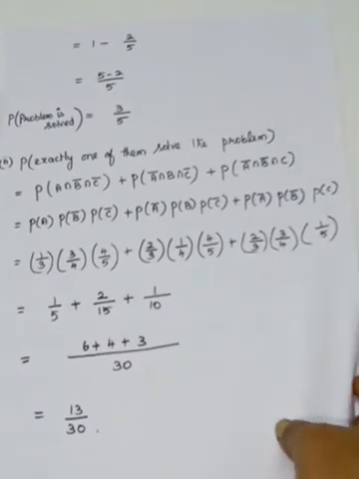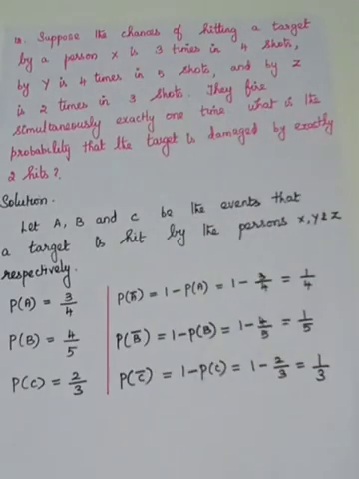The same model we are going to do in the 12th problem. You see that? Suppose the chance of hitting a target by a person X is 3 times in 4 shots. In 4 shots, he hits 3 times. By Y is 4 times in 5 shots. And by Z is 2 times in 3 shots.